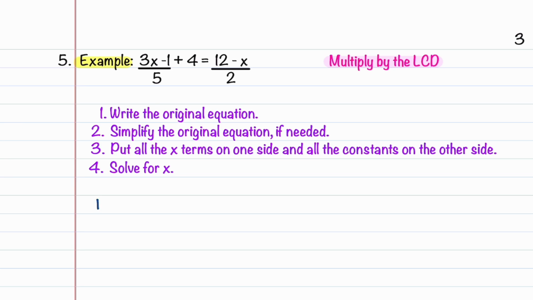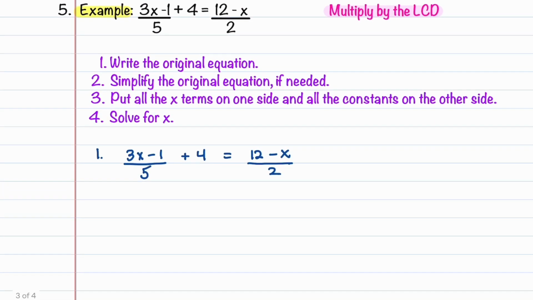Let's start with our first step, is where we're going to write down the equation. So we have 3x minus 1, all divided by 5, plus 4 is equal to 12 minus x, all divided by 2. Our next step is to simplify the equation if needed. We definitely need to simplify it.